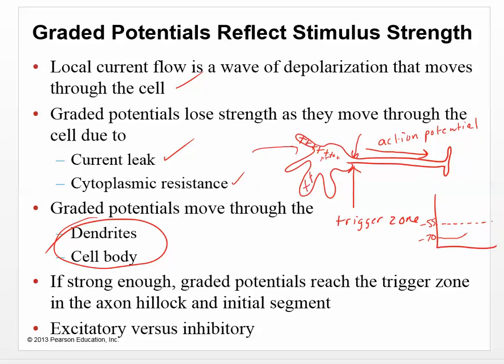Now, we might be able to put another one here, and that might bump it up enough to get it up to threshold. So they can be summed together. That's also an important thing. If it's strong enough, the graded potential will reach the trigger zone. We drew that here, right here. It's called the axon hillock. The very first part of the axon is called the axon hillock.